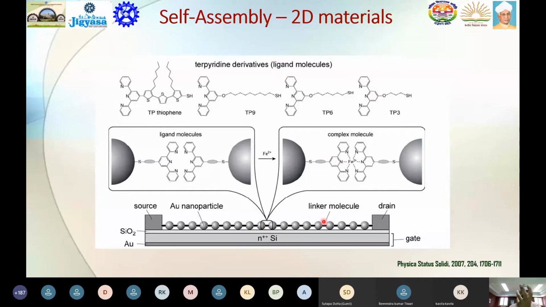So I can make a nice field effect transistor which can be used for either gas sensing or memory storage applications. By playing around with the length of the terpyridine chain, I can also play around with how closely I bring these nanoparticles to each other. For example, in this case, I take a thiol-terminated terpyridine that is functionalized on a gold surface. So I get gold nanoparticles functionalized with the thiol terpyridine. Now I put a metal, either iron or ruthenium, and then I get these assembled in a nice chain form. We will see the next slide.